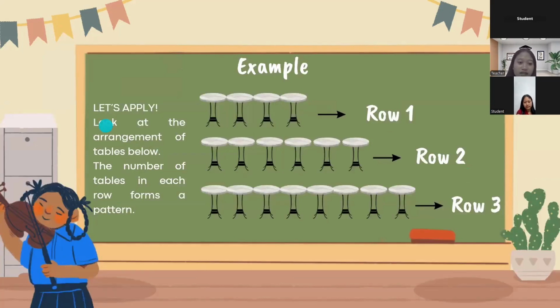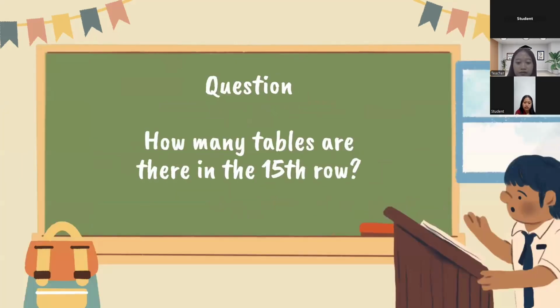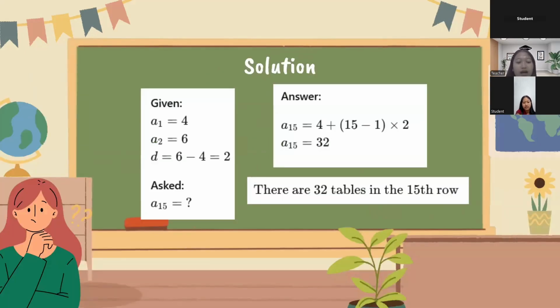Let's play. Look at the arrangement of tables below. The number of tables in each row forms a pattern. Row 1, row 2, and row 3. And the question is, how many tables are there in the 15th row? What should we use? Formula, miss. Correct. Okay, let's solve it using the formula step by step.